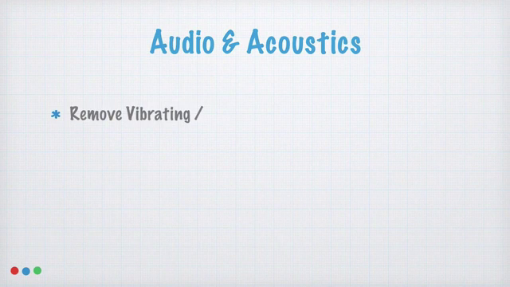So here are a few things you need to do to get the audio and the acoustics right in your studio. The first thing is to remove vibrating and noisy objects. One of the most common objects that vibrates and makes a lot of noise is your air conditioner. It could also be a fan, or a laptop fan.